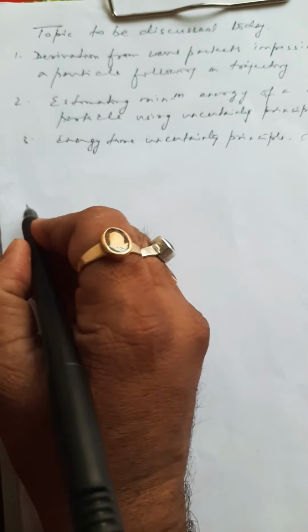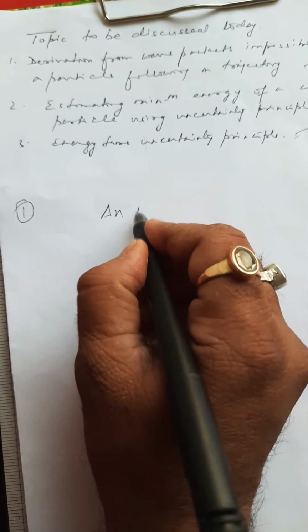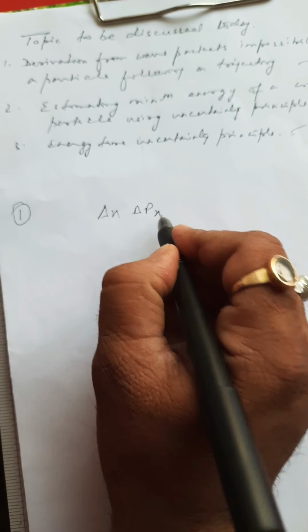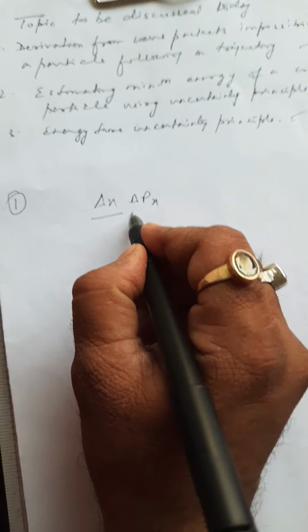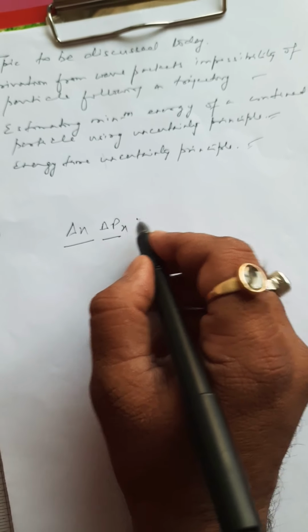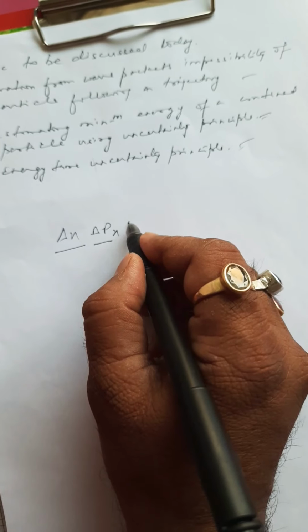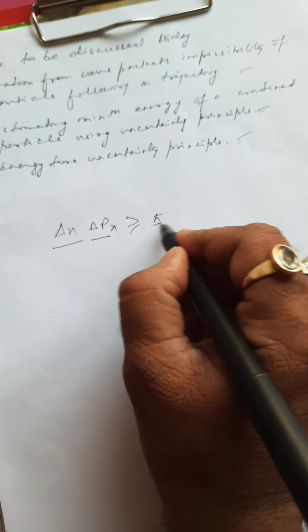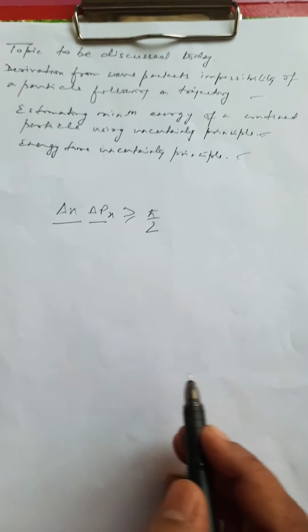Now, as far as the first topic is concerned, what we know so far from the uncertainty principle is that del x del px, the uncertainty in position and momentum, is greater than or equal to h cross by 2, or h by 4 pi. This relation we already have.